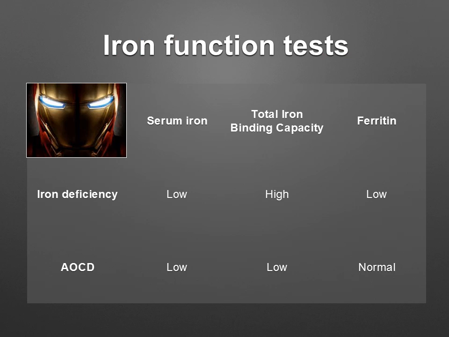Iron function tests, we do them a lot, and as I said, they're sometimes not as specific as we'd like them to be. The big one to consider, obviously, is the difference between iron deficiency and anemia of chronic disease, and the big way to tell the difference between them is looking at the ferritin or the total iron binding capacity. But again, it can lack sensitivity in some of these cases, but of course it is worth looking at this profile just to make sure we're not dealing with an iron deficiency that may respond to some iron replacement.